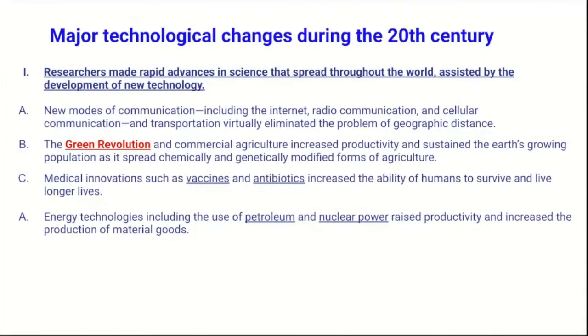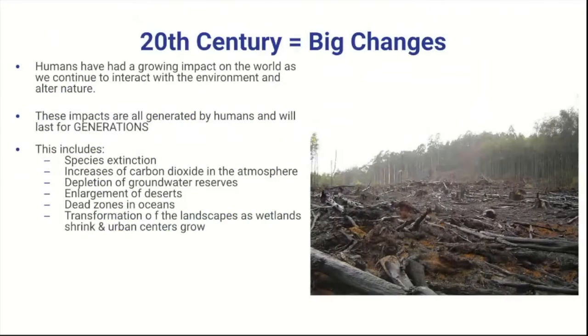So major technological changes during the 20th century. Researchers made rapid advances in science to spread throughout the world, assisted by the development of new technology. So we talked about this already. The communication, transportation, the Green Revolution, vaccines and antibodies, and renewable energy. All right, petroleum, nuclear power were some of the first. Some of the other big changes, right?